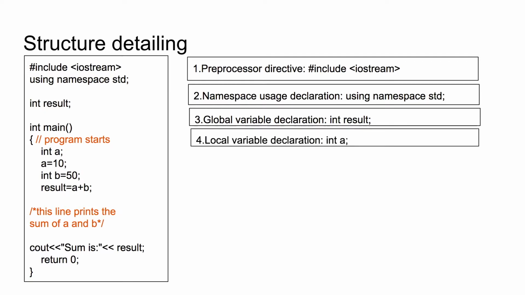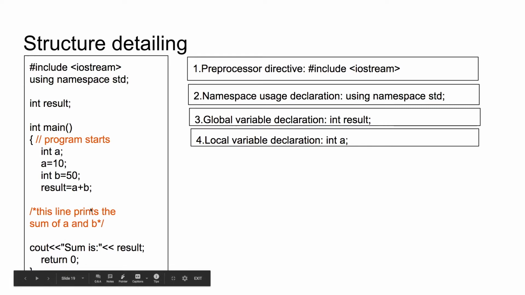Next we have local variables declaration. Now what is a local variable? Variables defined within a function or a block are said to be local to those functions. Like a and b are local to the main function because they are inside this block. These two variables can be accessed only inside this block. They cannot be accessed outside.